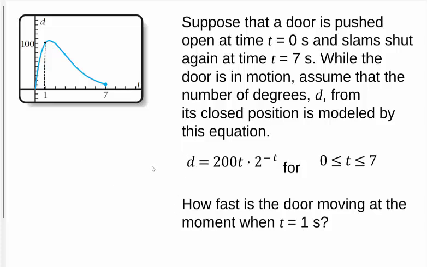Now, we have an equation. So we want to know how fast. We want to know a rate. So what can we do? Well, we can find time, we can find degrees. We can at least do that. And we could say, okay, at 1 second. Our equation, let's rewrite that, is d equals 200t times 2 to the negative t.